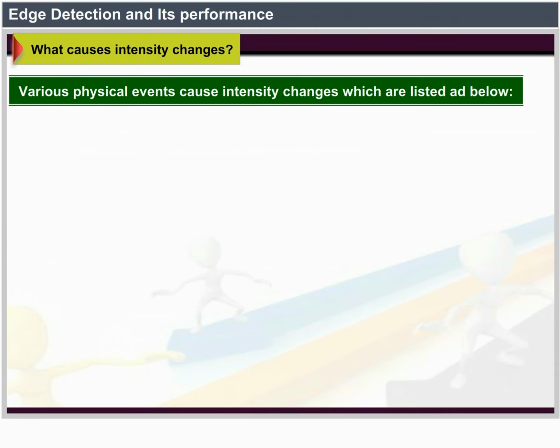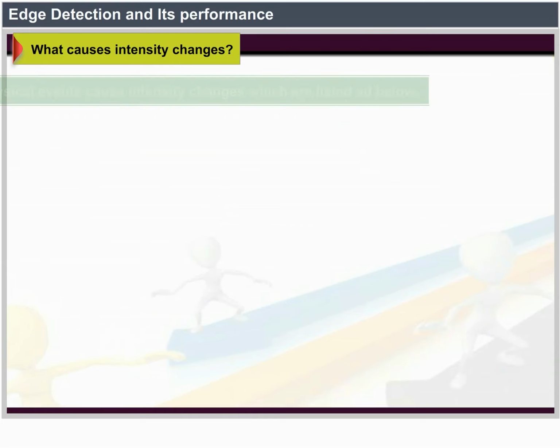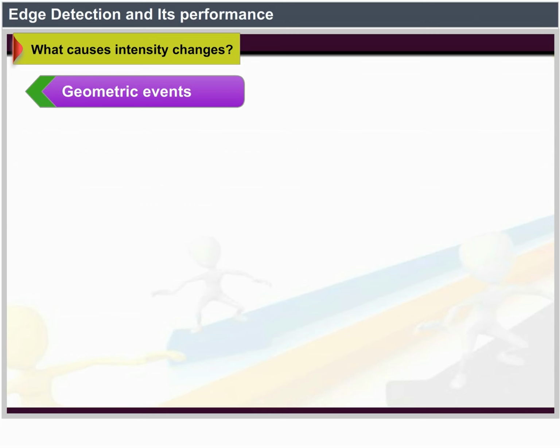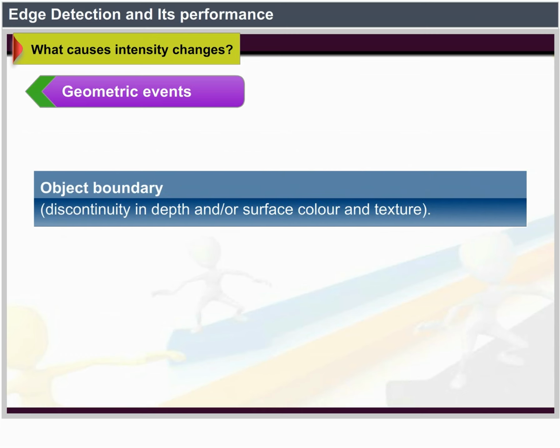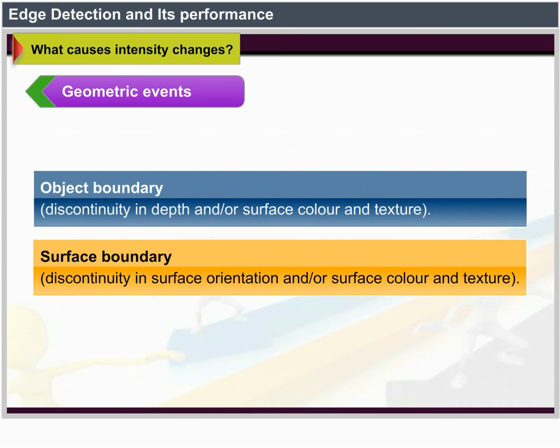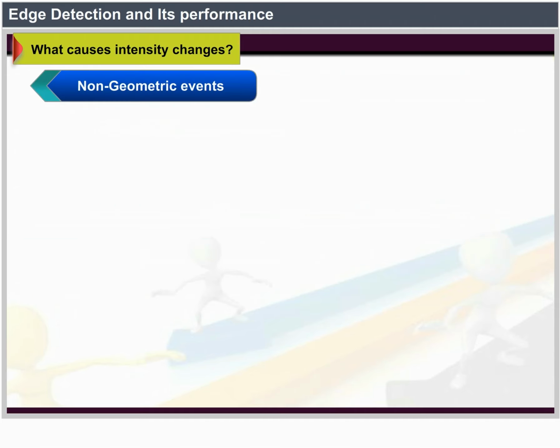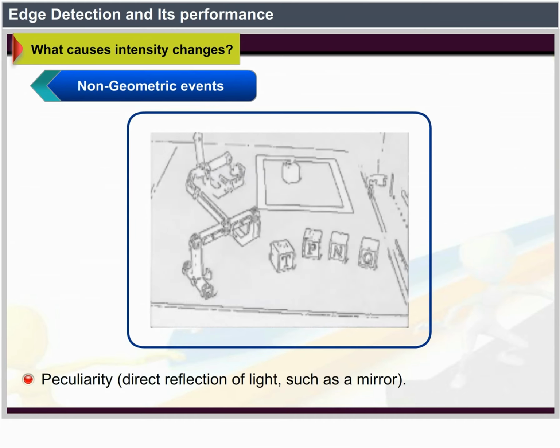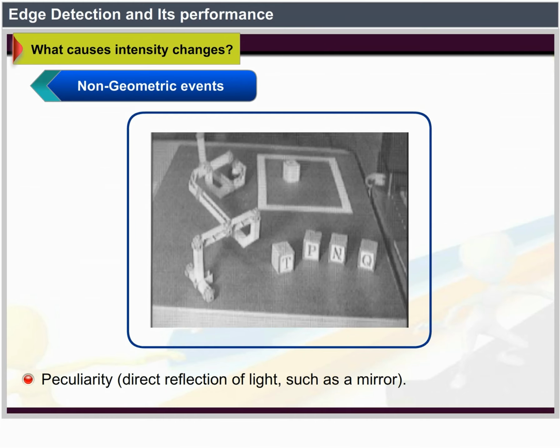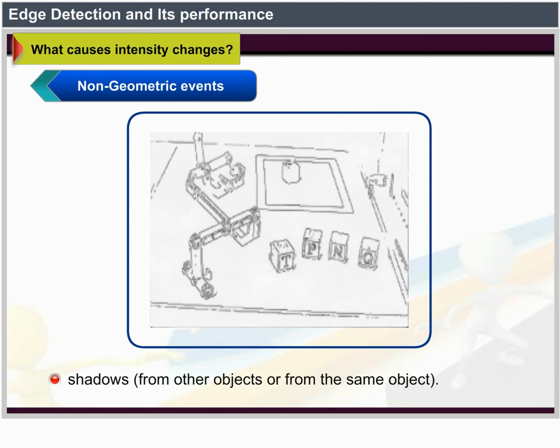Various physical events cause intensity changes. Geometric events: object boundary, that is, discontinuity in depth and/or surface color and texture; surface boundary, discontinuity in surface orientation and/or surface color and texture. Non-geometric events: specularity, direct reflection of light such as a mirror; shadows from other objects or from the same object; interreflections.